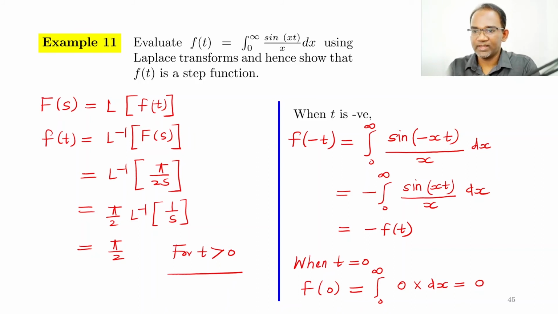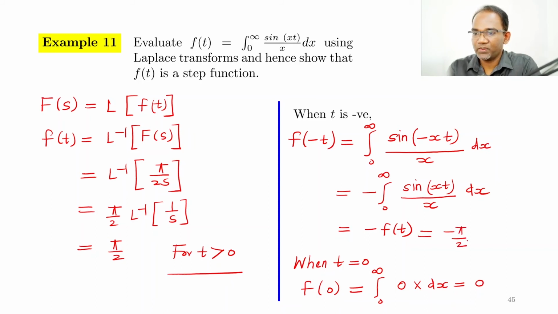So we have the result for t greater than 0, t equal to 0, and when t is negative. For t greater than 0, the value of the function that we have calculated using the Laplace transforms is pi by 2, and when t is negative, the value of the function is negative of f(t), that is equal to negative of pi by 2.